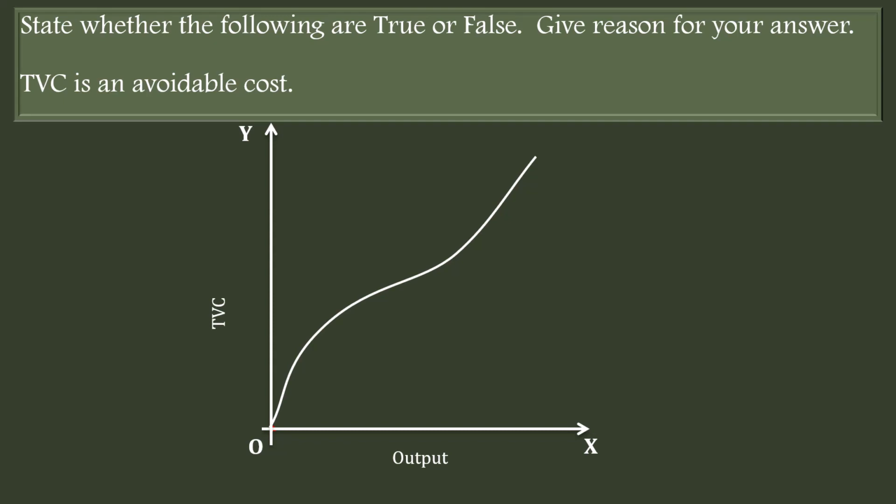Total variable cost is directly related to the level of production. When output is 0, total variable cost is also 0. Output increases with total variable cost. That is why the total variable cost curve starts from the origin.